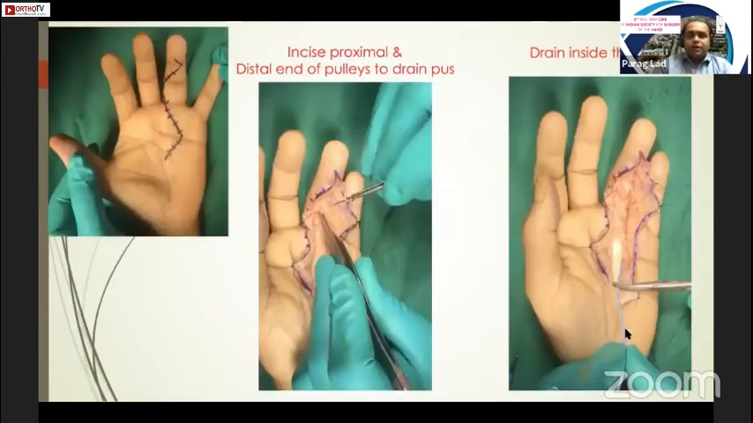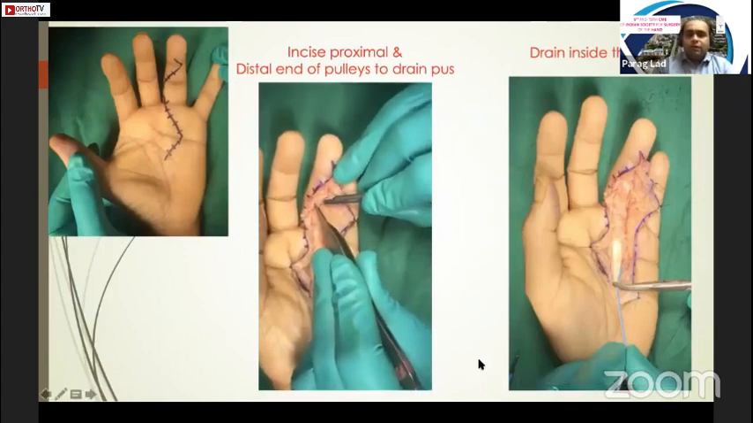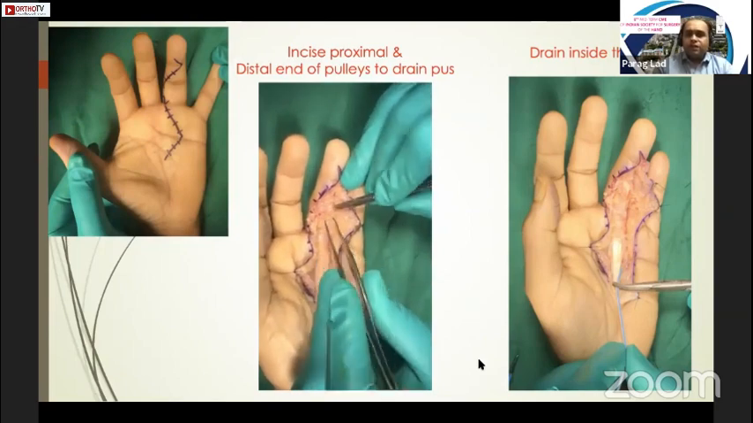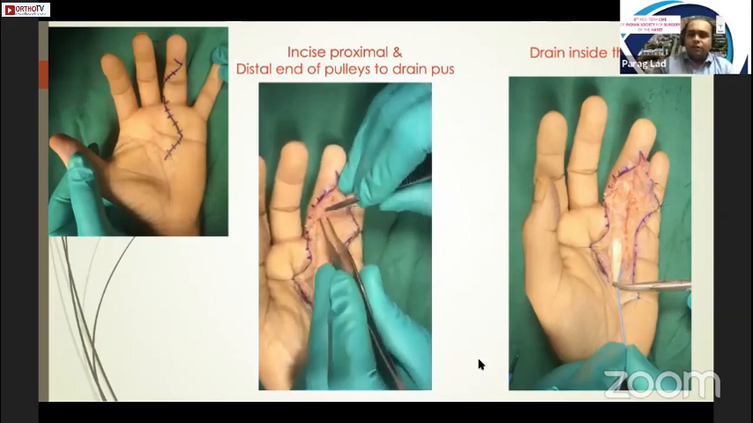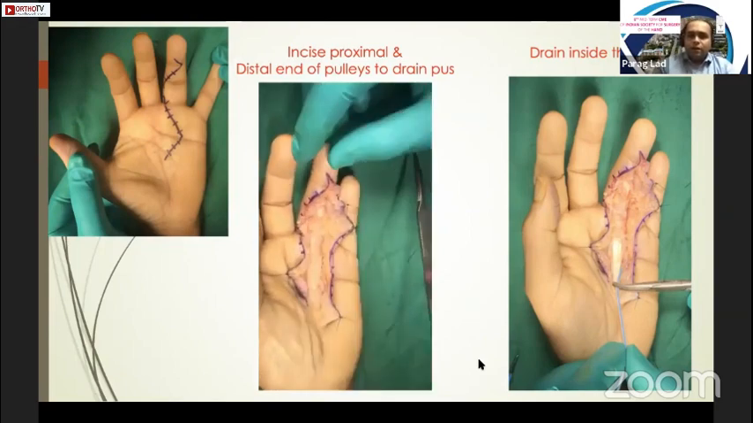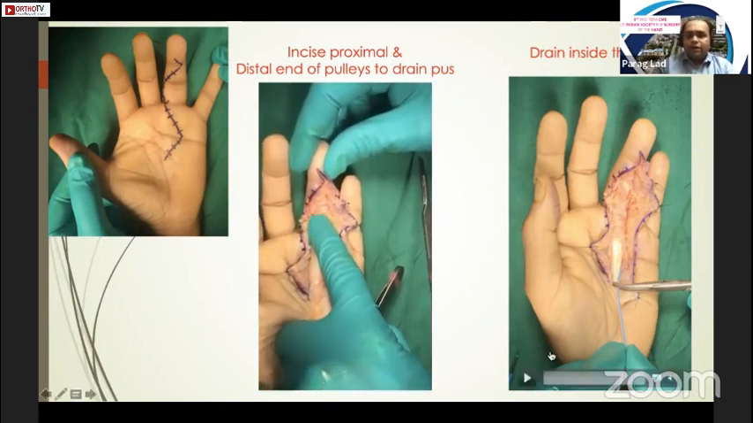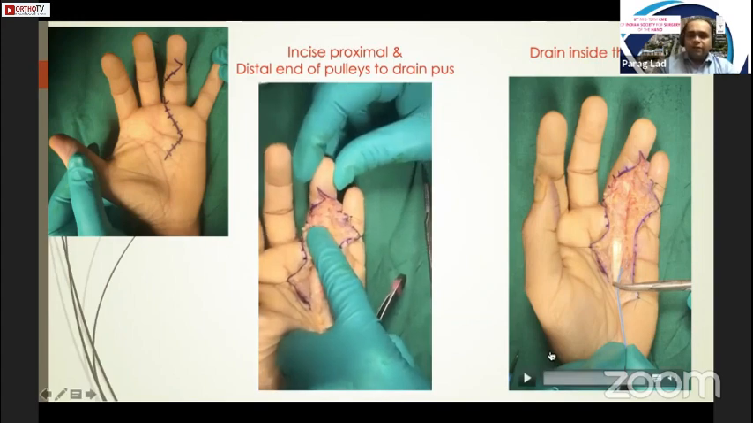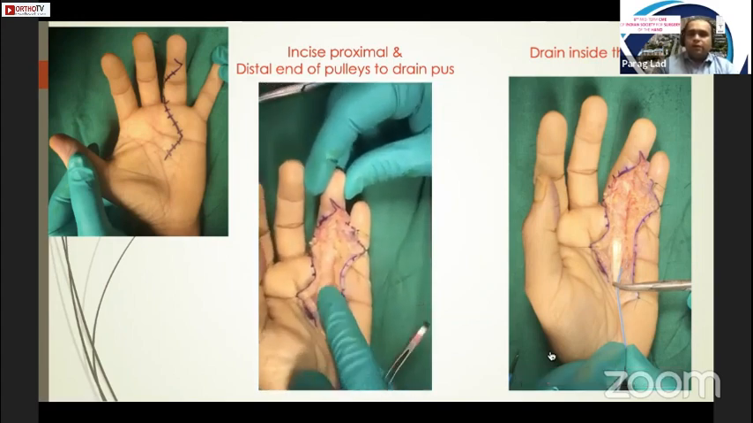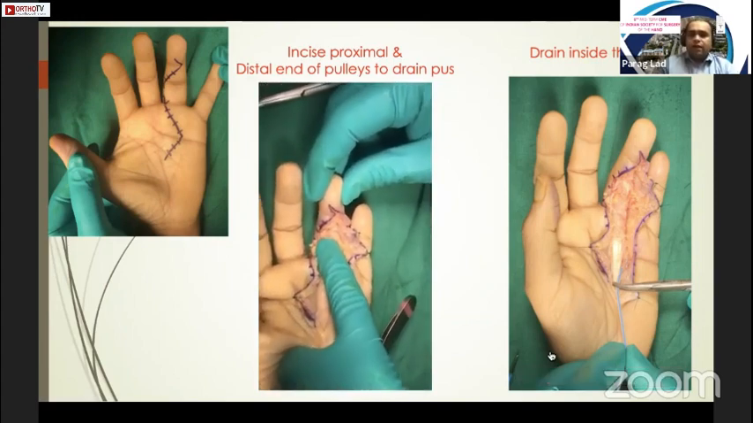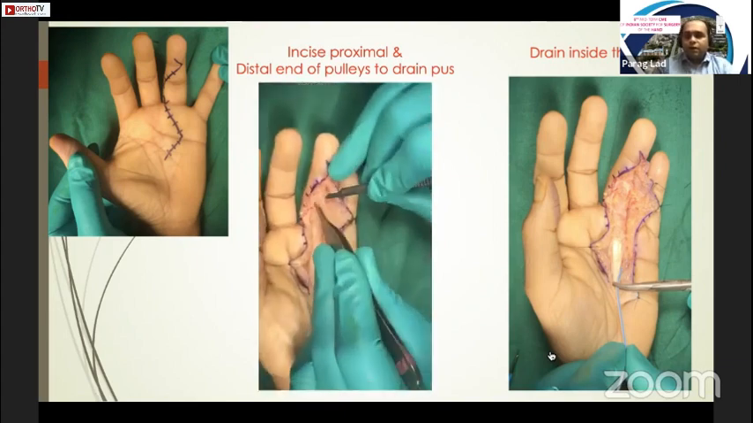So for that patient, this video will show that we have taken a small incision at the distal sheath, and we have taken an incision on the proximal sheath as well. And now I am going to drain the pus from proximal to distal. There was not significant pus, but we opened this finger very early in time, and that's why we could manage to get a good result.